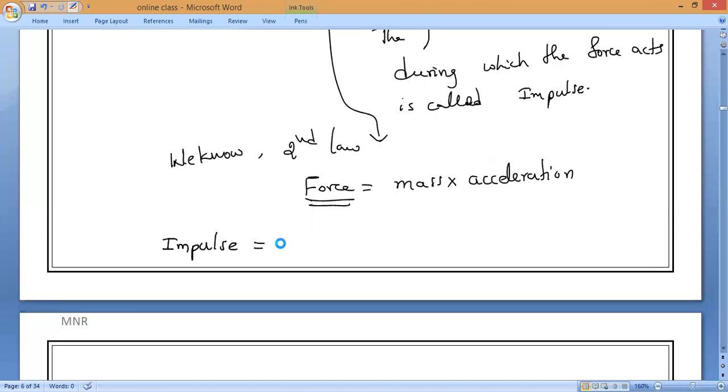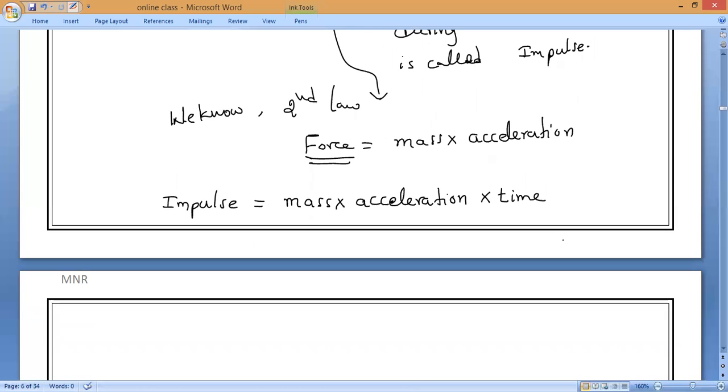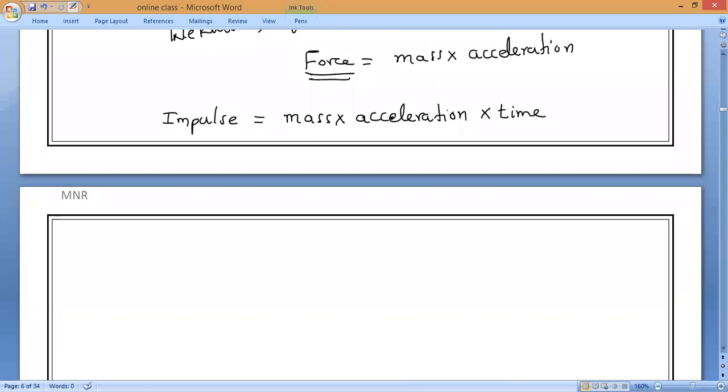Impulse is equal to what? In place of force, I can write mass into acceleration, into time period. Is it yes or no? Will you accept it? Right or wrong, guys? Yes, sir.